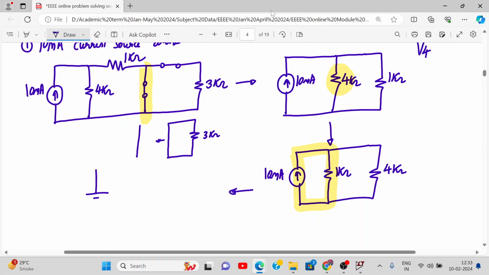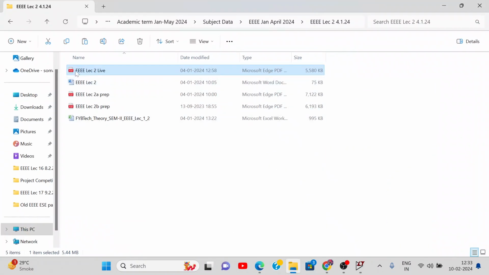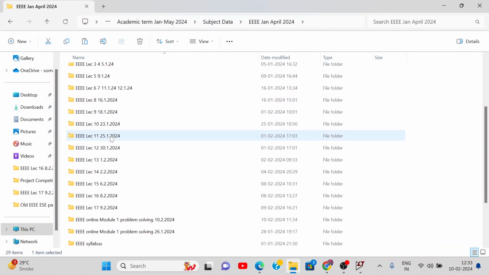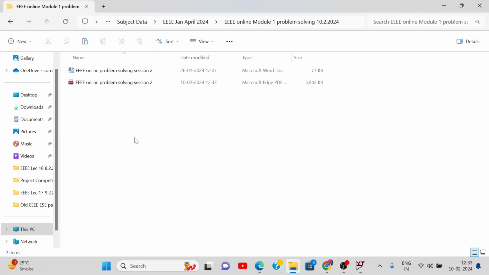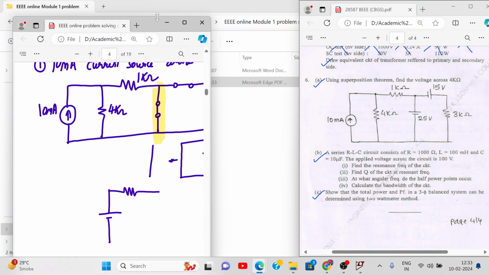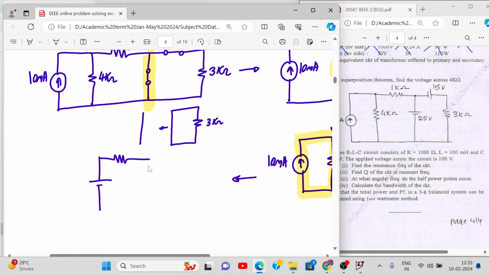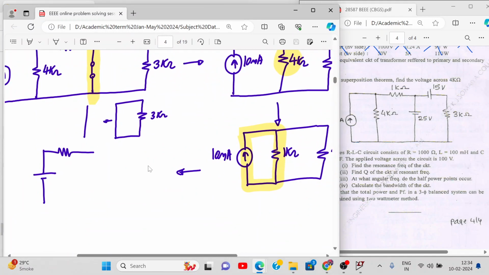So draw this. Let me close the document and open again. Yeah, there was some problem with it, so I've opened it again. Okay, so now what do we do? What is the value of the voltage source? Can you tell me?